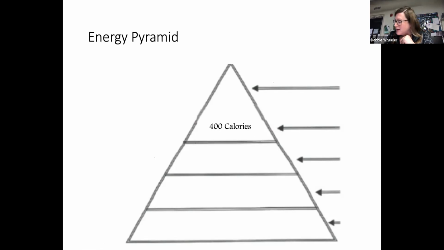All right, so can you tell me, this is our owl up here. What level is just below that? Secondary, nice. So there should be 4,000 calories, that's correct. And then below secondary, primary consumer, how many calories? 40,000, excellent. So below our primary, what level is that?